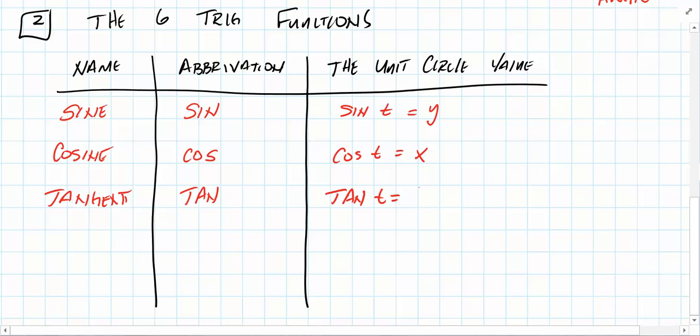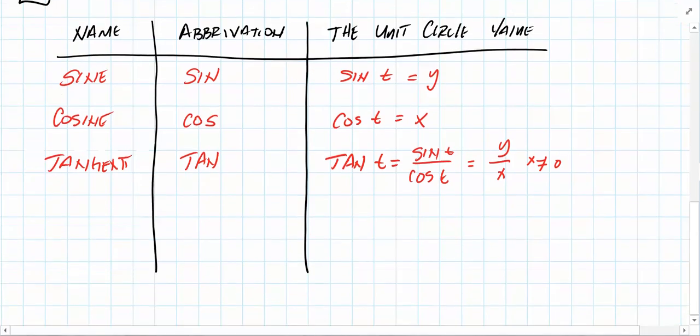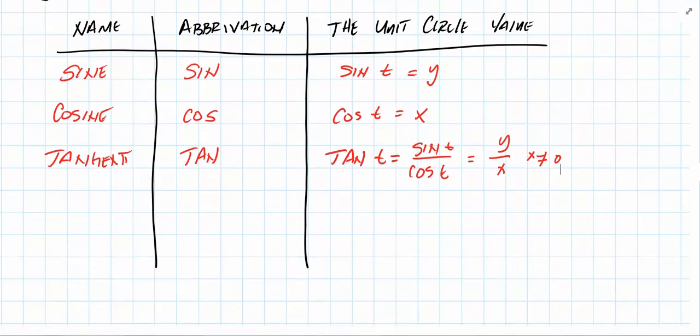So the tangent of t is equal to the sine of t divided by the cosine of t. Now, in this case, the sine of t is just the value of y, and the cosine of t is the value of x. So this only works provided that x is not equal to 0. All right? So the tangent of t is the ratio of y to x in the unit circle. Remember, we're relating all of these trig functions back to the unit circle. Okay? All right, now there's 3 others.